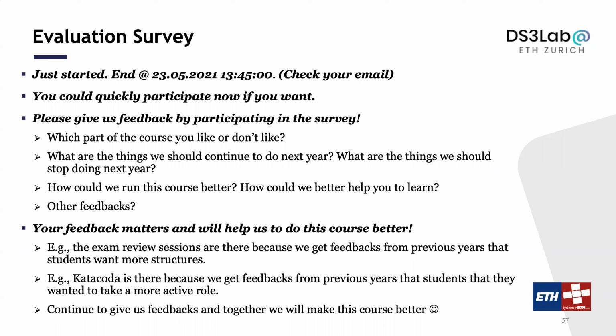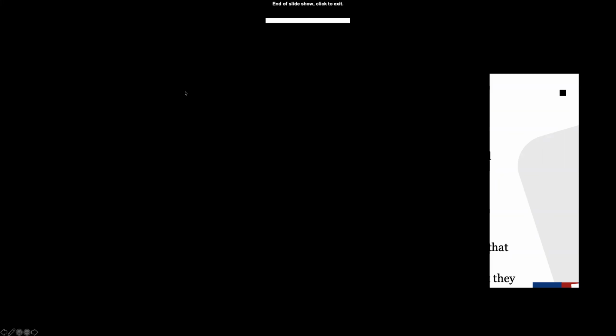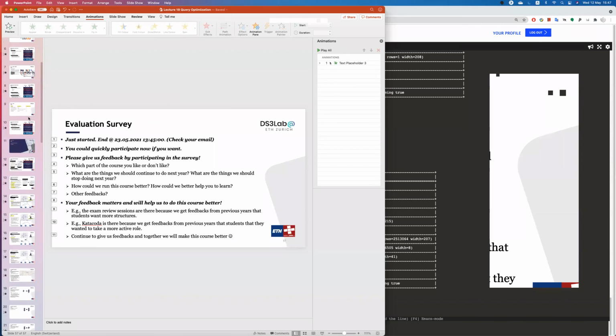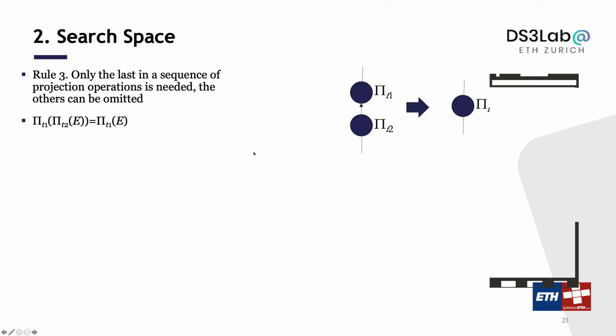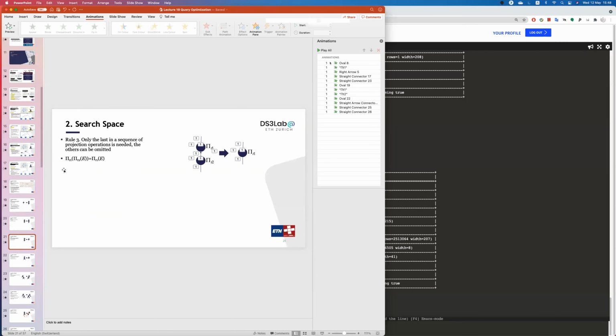Okay, if there are no other questions. Excuse me, I do have a question. Sure, go ahead. For slide 21, it says that projection can be omitted. But if, for example, you have a relation R which has A, B, C, and your projection 2 is just B and your projection 1 is A, then if you project to B and then project to A, that part is not legal, right?